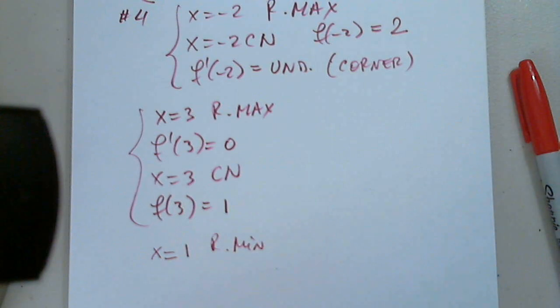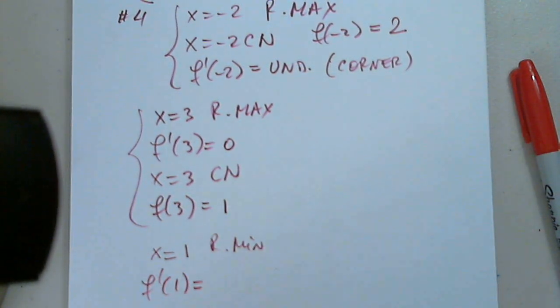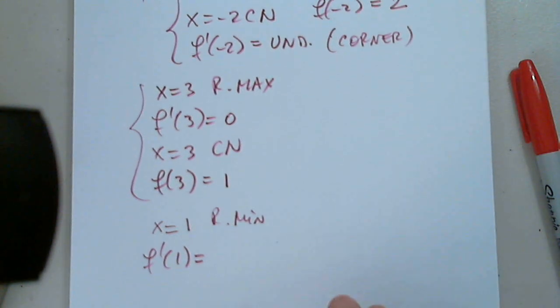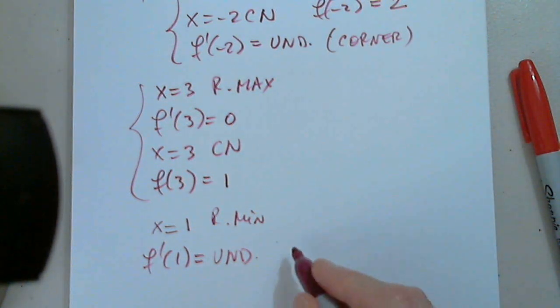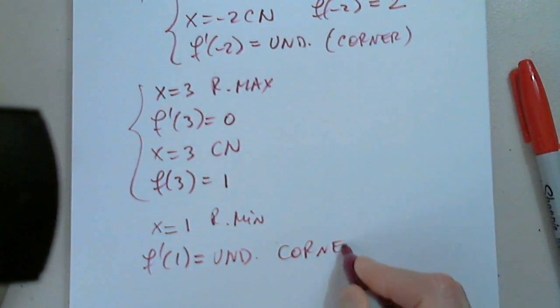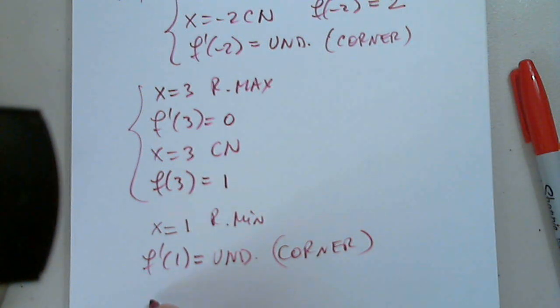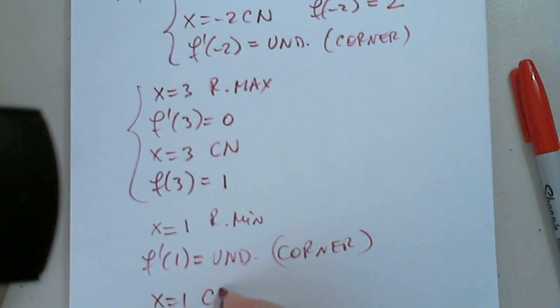Awesome. What is f prime of 1? It's 0. Careful. Undefined. Yes, it is undefined. It's a corner. Very good. Is x equals 1 a critical number?